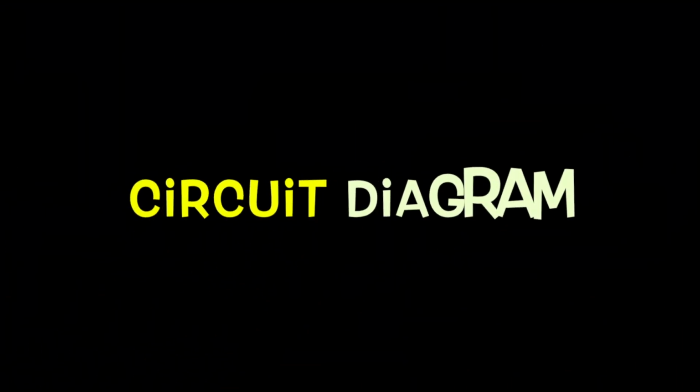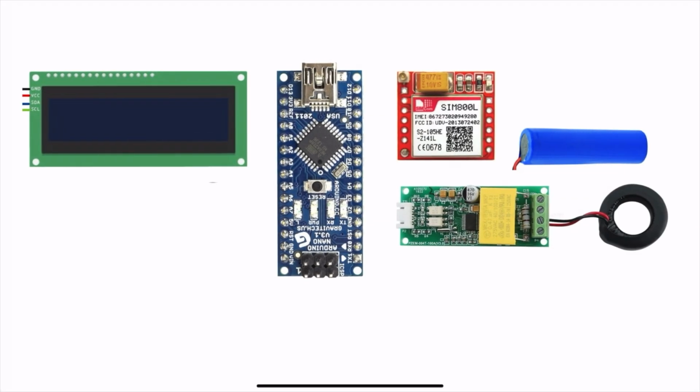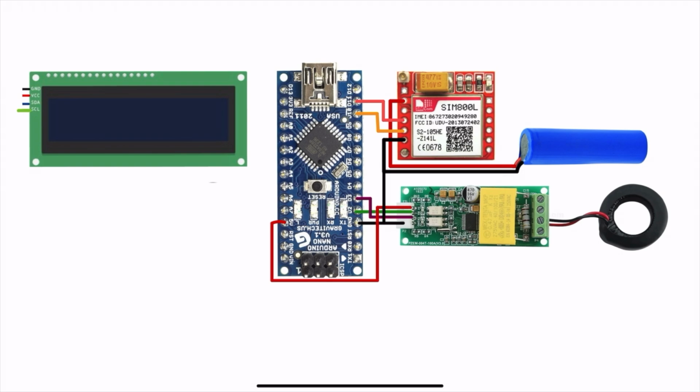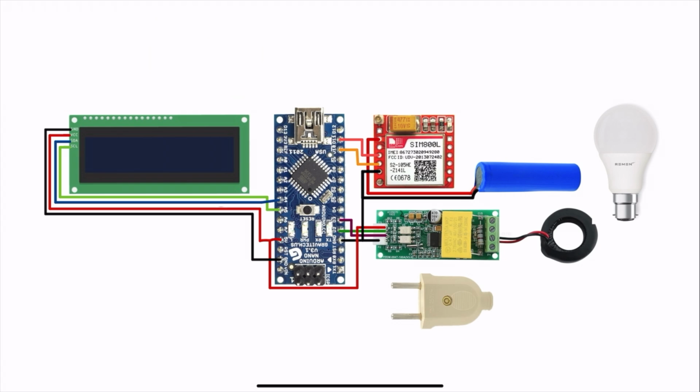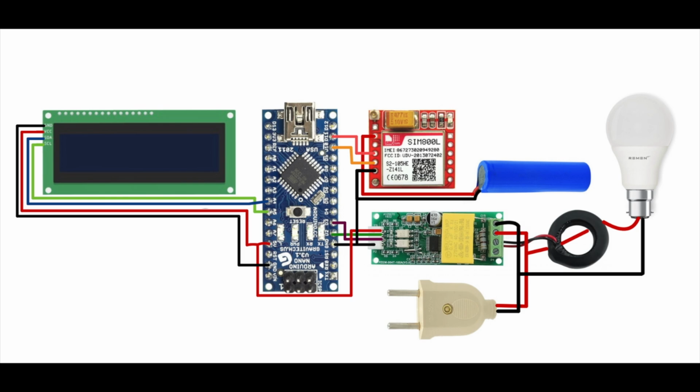Let's build this circuit diagram. Now we arrange all these components and do the connections one by one. The circuit diagram is available in the video description. If you want, then please check it out. Now we will make the hardware.